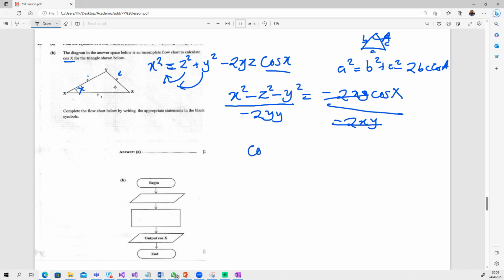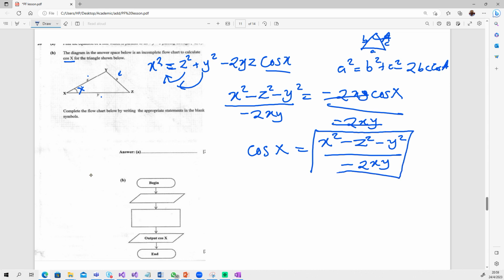So this is going to be cos x is equal to x squared minus z squared minus y squared, divided by negative 2xy. So there is a mistake here. Instead of this, we should have an x here like this. Okay. So this formula is what is going to give us the value of cos x.